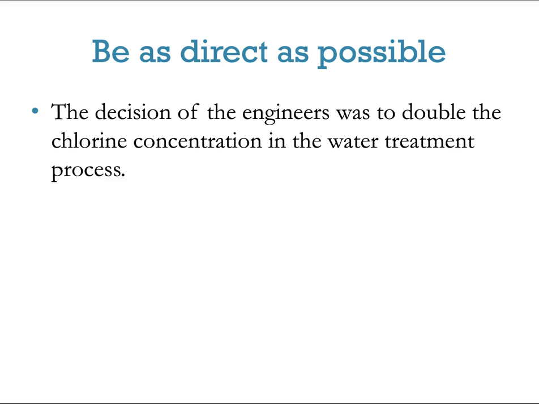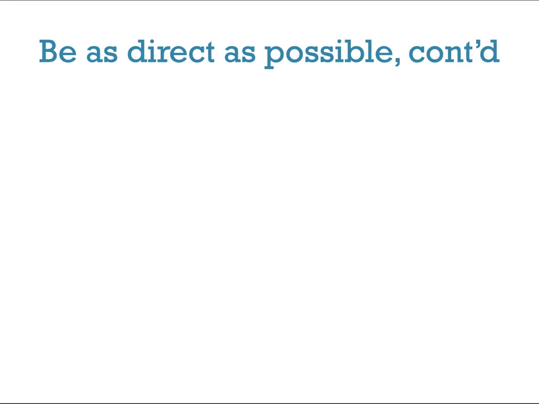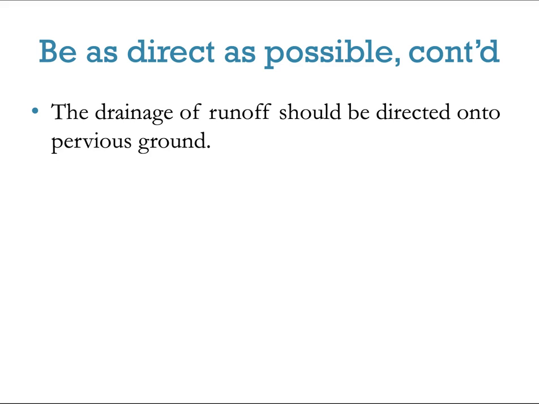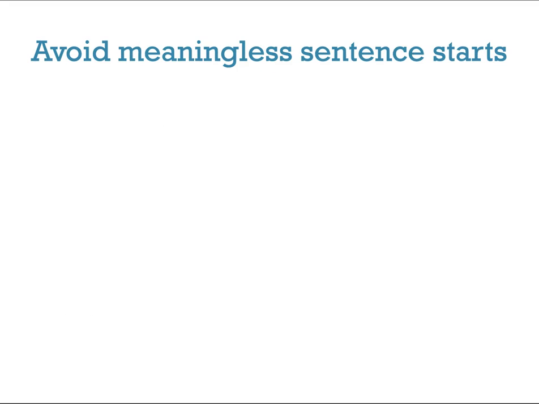Here's an example. The decision of the engineers was to double the chlorine concentration in the water treatment process. Compare that to, the engineers decided to double the chlorine concentration in the water treatment process. Here again, the drainage of runoff should be directed onto previous ground. That's not very direct. Versus runoff should be directed onto previous ground. This is much more clear.